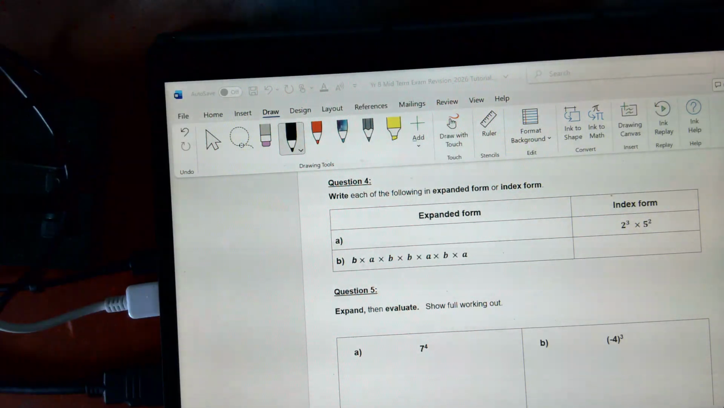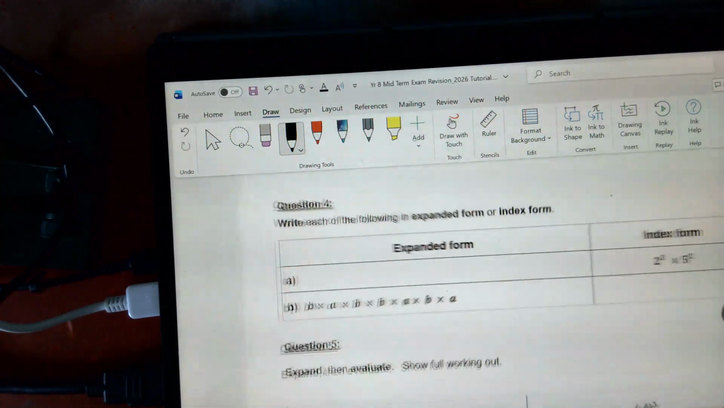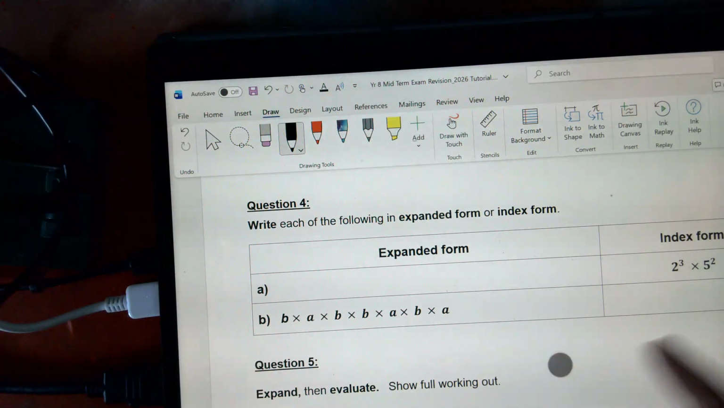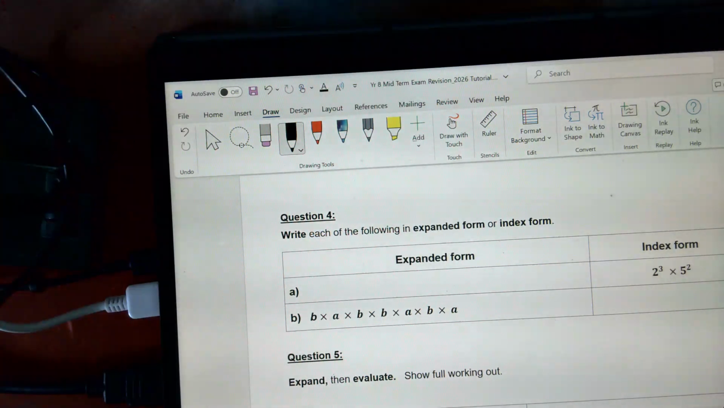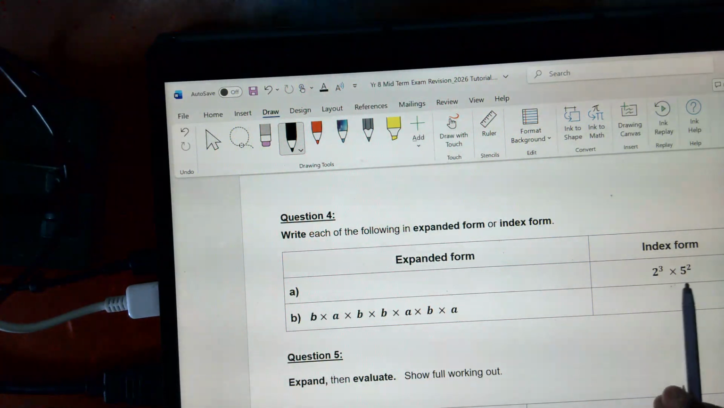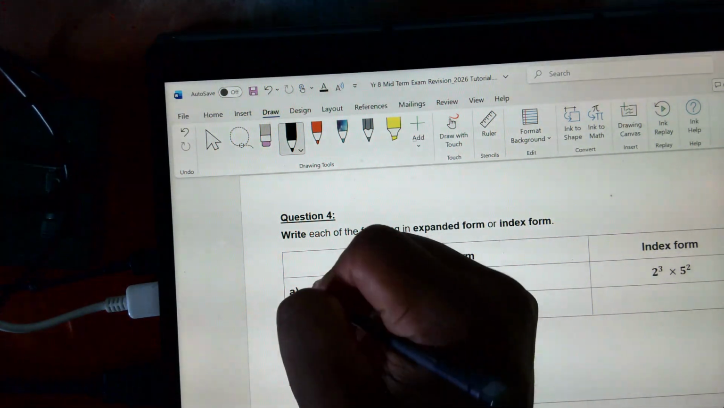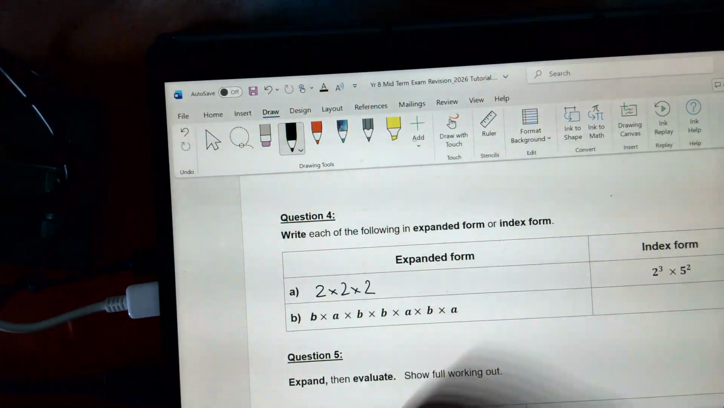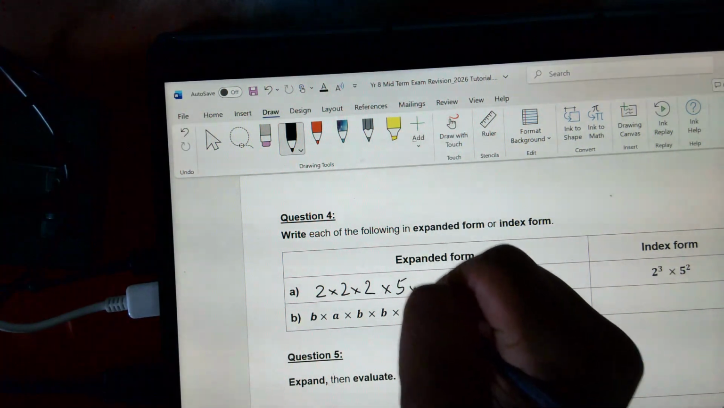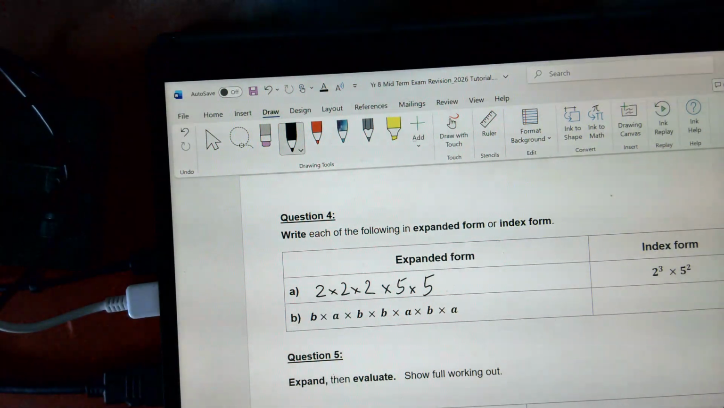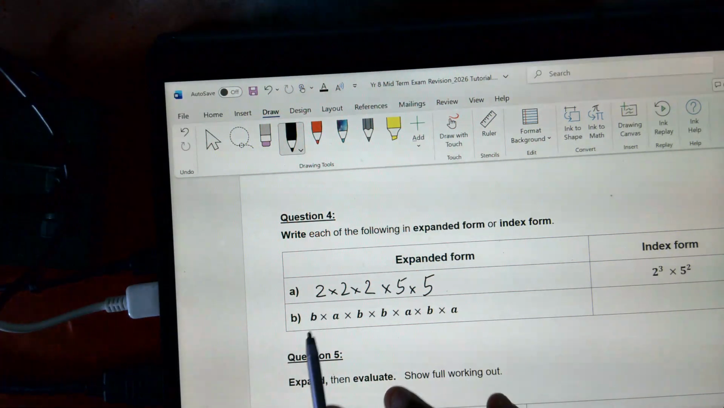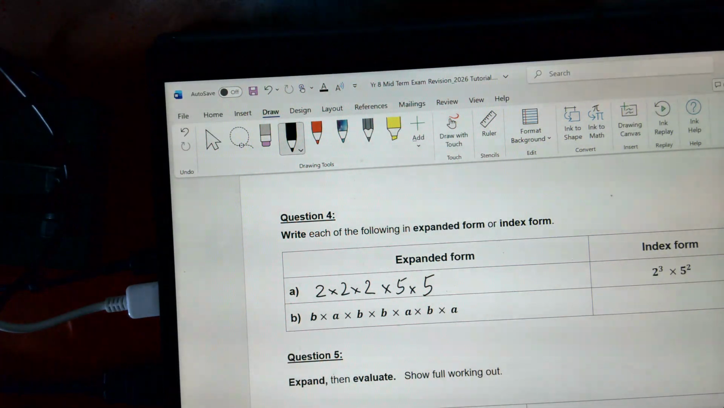Now here we don't need to do algebraic solving, it's more just can you remember what expanded and index form is, because all of that relates into algebra. So if I expand this, then we know to get 2 to the power 3 times 5 to the power 2, well, in expanded form I need 2 times 2 times 2 and 5 times 5 times 5. So 3 2's and 2 5's multiplied together.